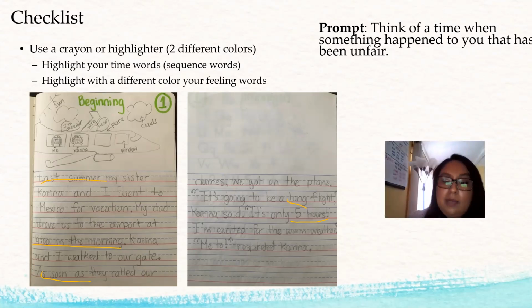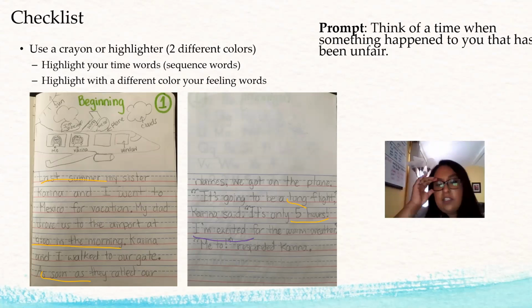Now I'm going to go back and underline my feeling words. Okay? So, last summer, my sister Karina and I went to Mexico for vacation. My dad drove us to the airport at 9 o'clock in the morning. Karina and I walked to our gate. As soon as they called our names, we got on the plane. "It's going to be a long flight," Karina said. "It's only 5 hours. I'm excited for the warm weather." "Me too," responded Karina. All right, well, right here, I'm going to underline "I'm excited." That is my feeling word here in the beginning of my story.